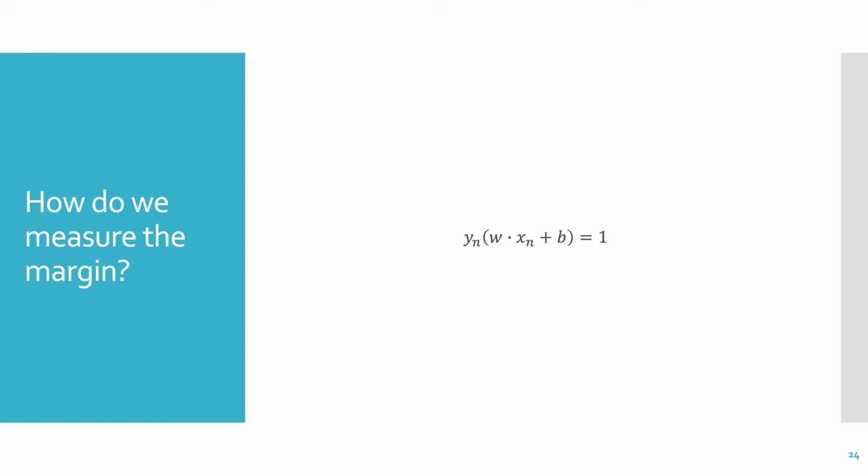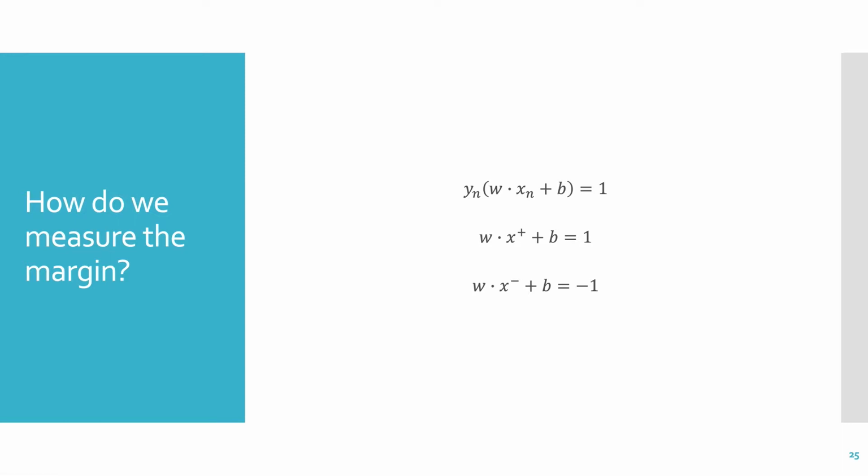Let's take a positive point and a negative point here to figure out how we measure the margin. Our positive point is going to be x plus, and our negative point is going to be x minus. W dot x plus b equals 1, and W dot x minus plus b equals negative 1. Remember, we have to multiply by this yn. For the negative point, yn is negative 1.